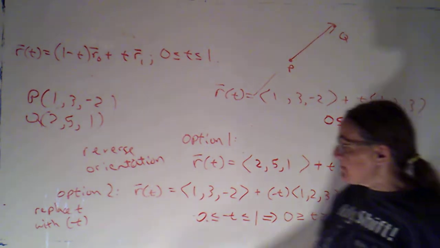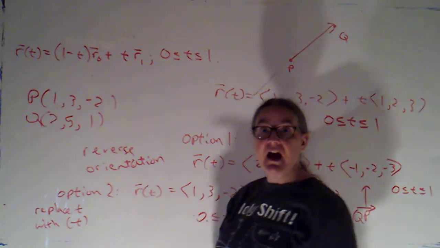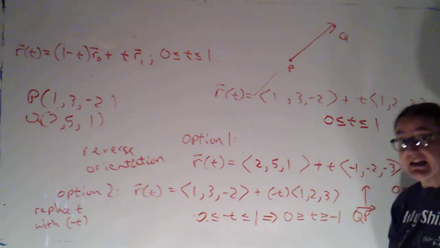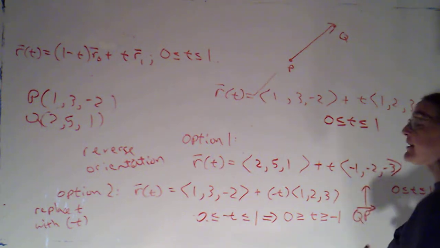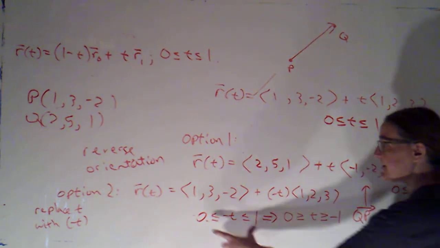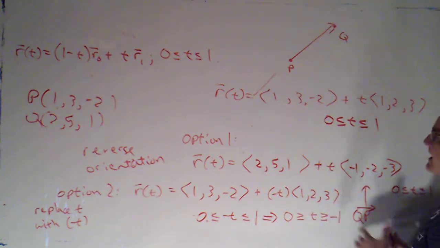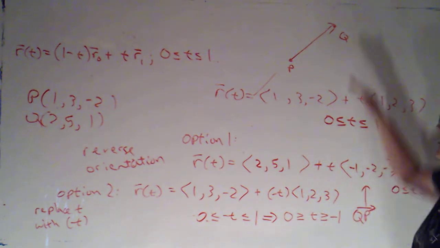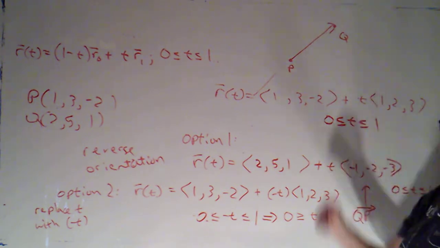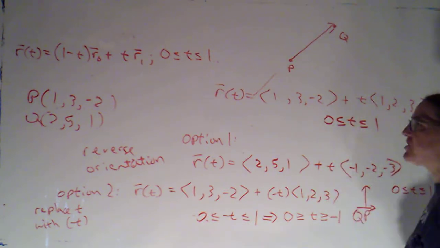So I can replace t with the opposite of t, but do be very careful. If you're doing that in something that had a restricted domain, the description of the restricted domain will change as well. Again, I think it's easier to just change to what your new starting point is and your new direction vector, but I wanted to show you both options.